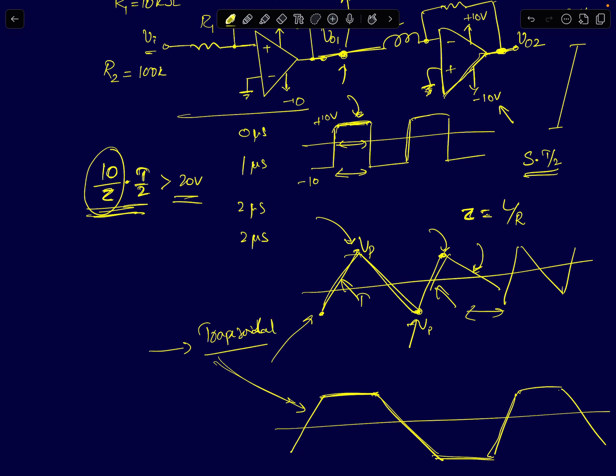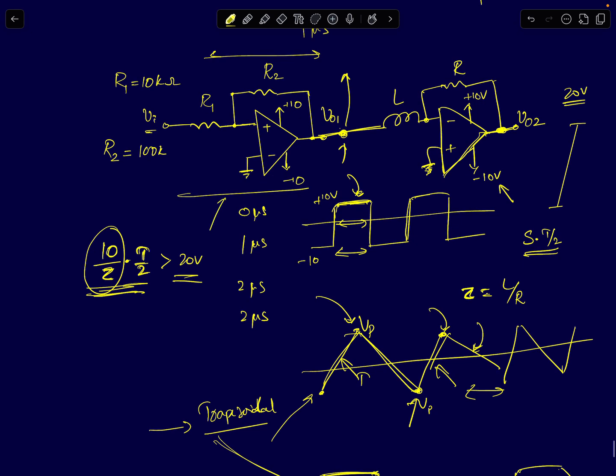It should not take you more than 5 minutes. If you already know the non-inverting Schmitt trigger and you already understand how an integrator works, then this computation should be enough to tell you whether it's a triangular waveform or a trapezoidal waveform. Then you're done with it.